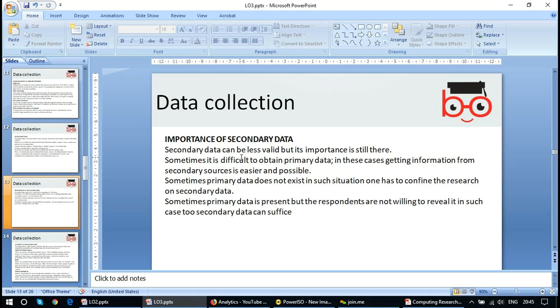Sometimes primary data does not exist. In such a situation, one has to confine the research to the secondary data. Sometimes primary data is present, but the respondents are not willing to reveal it. In such cases, secondary data can suffice. So there can be many reasons that your research cannot proceed without relying on secondary data. Is that true? There can be any case where, without looking at the previous research, you can't proceed further.